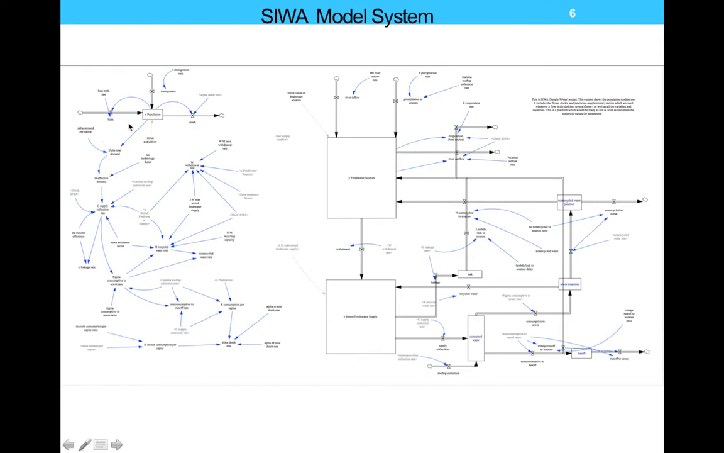Let's see. So let's talk a little bit about the population component. The population component essentially generates demand. Once the demand side of the equation, as opposed to the supply side of the equation here, is established by population, then the distribution or the allocation of water becomes a little bit more clear, because the effective demand is going to drive how much water needs to be collected.